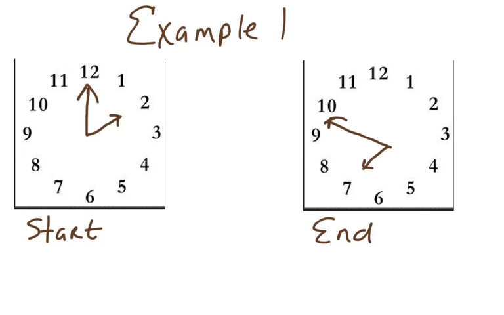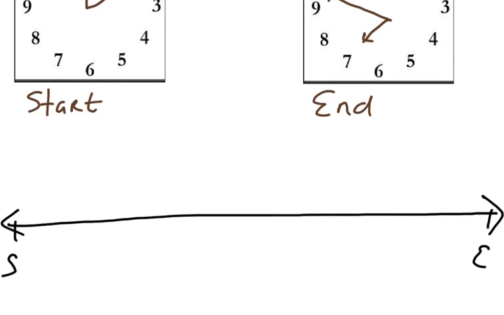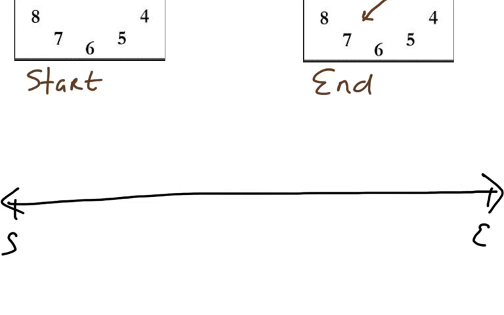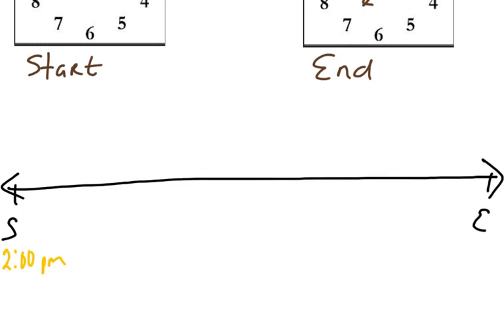So we have a start time here on the clock of 2 o'clock. And then we have an end time of 7:50. So what was the time that elapsed from the start to the end? So let's go ahead and mark this on our timeline here. So our start time was 2 o'clock. And our end time was 7:50.